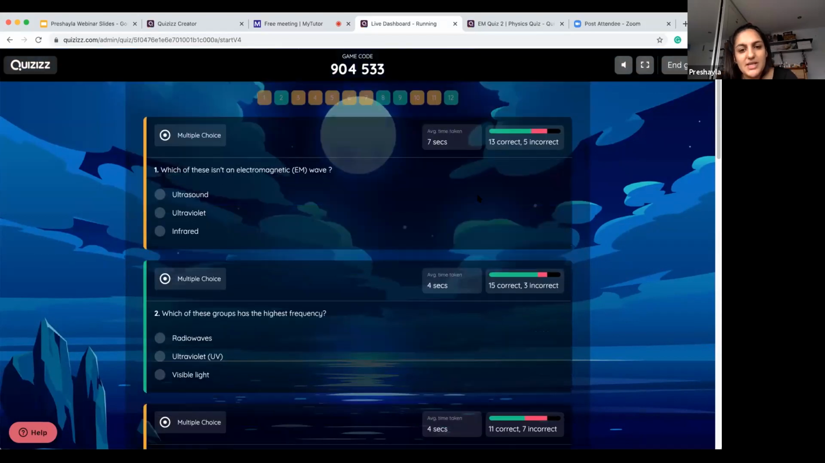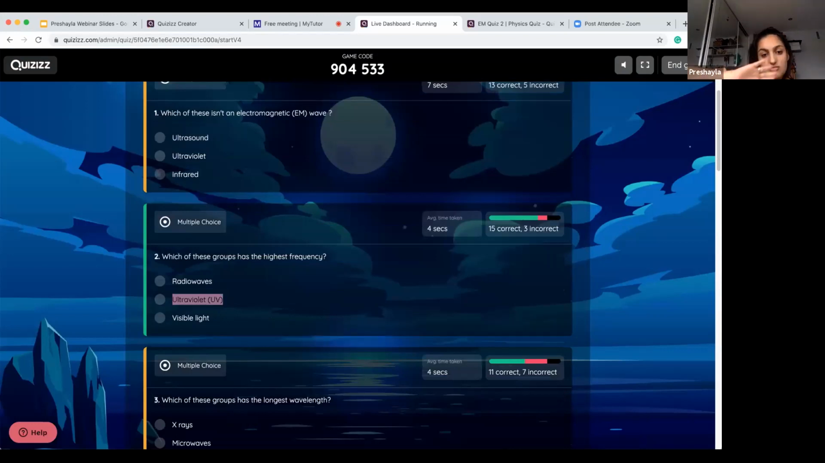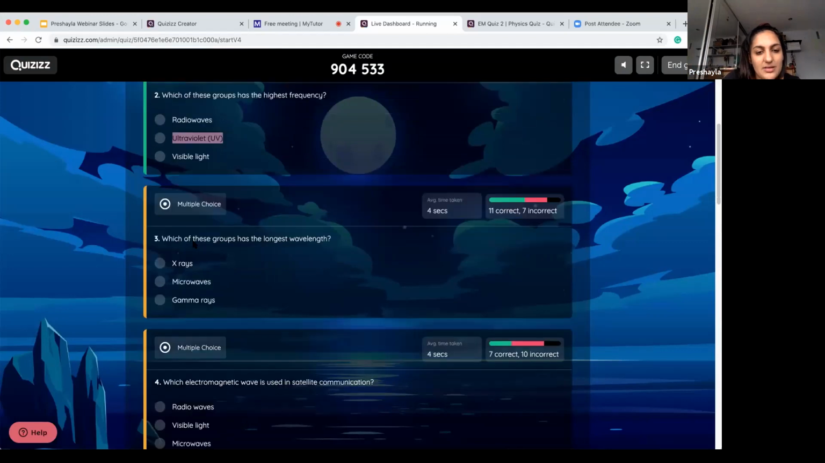Which of these isn't an electromagnetic wave? That's ultrasound. Ultraviolet and infrared are both parts of the electromagnetic spectrum. Ultrasound is not. Which of these groups has the highest frequency? That's ultraviolet. It's the furthest right on the spectrum. Which of these groups has the longest wavelength? The longest wavelength is going to be the furthest left on the spectrum, and so that would be microwaves.